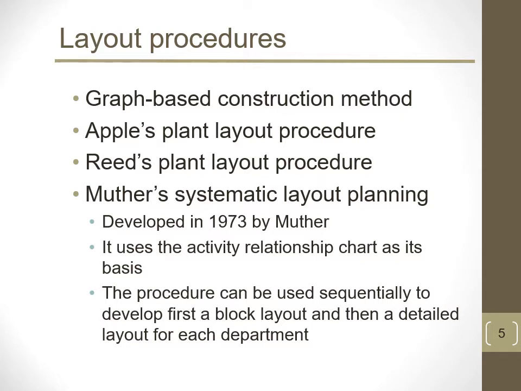Or again, in your book you can read about Reed's plant layout procedure. But mainly here we will talk about the graph-based construction method, and also the systematic layout planning method of Muther. This method was developed in 1973, and it mainly uses the activity relationship chart as the basis. Following a number of sequential steps, it first generates a block layout, and then from this block layout, it generates a detailed layout. We will be talking about this systematic layout planning in the following slides as well.